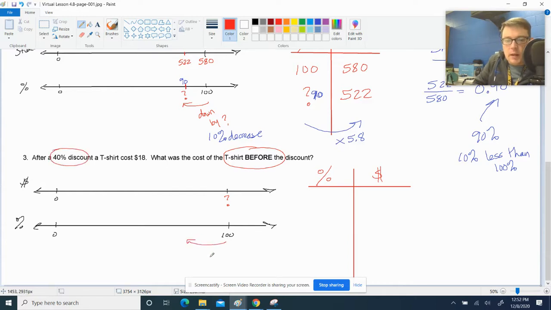So we know that we've dropped down 40% less, right? Which, by the way, would land us at 60%. And we know that once it's made that 40% drop, the t-shirt cost is now $18, right? And if we're going down by 40, a good skip count number for us here would have been 20s on the percentages, right? 20, 40, 60, 80, 100. And we can make those matching ones along here, correct?